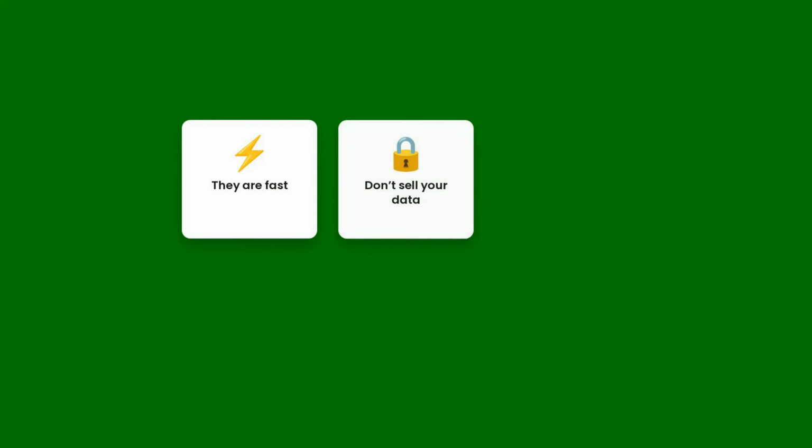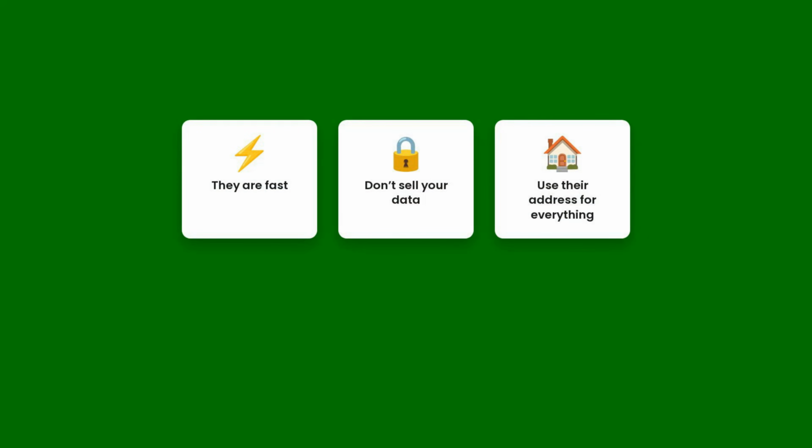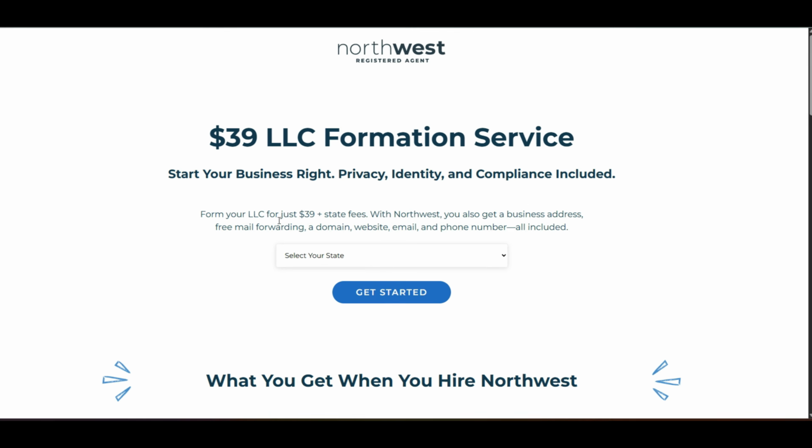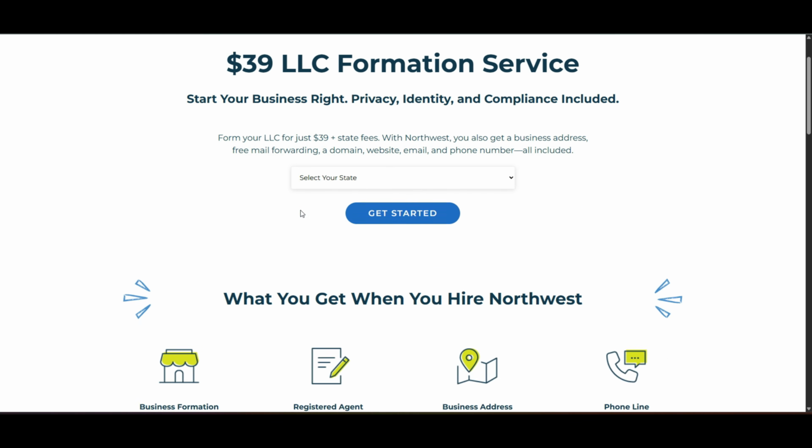I recommend Northwest Registered Agent. I've used them myself. Why? Because they are fast, they don't sell your data, and most importantly, they let you use their address for everything. This keeps your personal home address completely private. Okay, click the link in the description to get to this page.